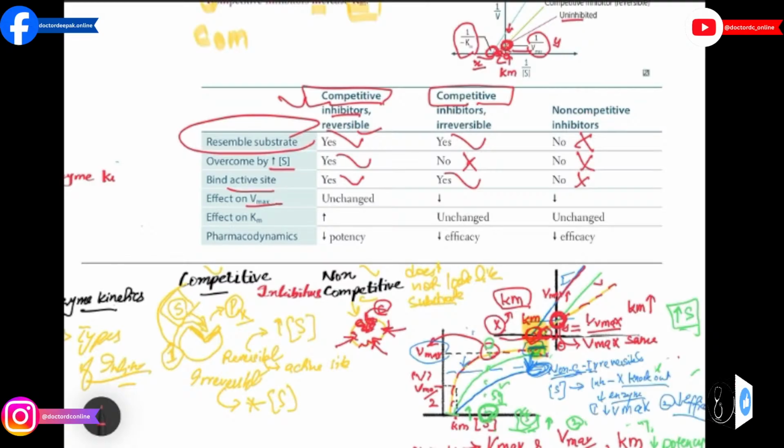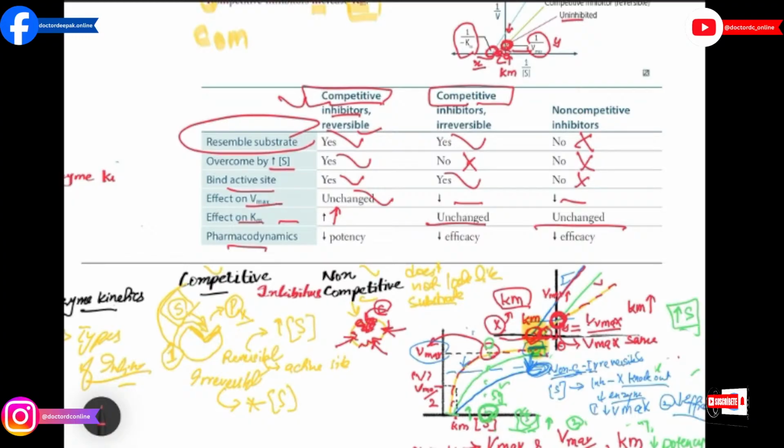In competitive inhibitors, the Vmax would be unchanged, but in non-competitive or irreversible, the Vmax will be decreased because the number of enzymes is decreased. Effect on Km: we increase the substrate to overcome the inhibitors and make the enzyme work well, so the Km value will be increased. But in irreversible or non-competitive, we are not using any substrate, so the Km value will be unchanged.